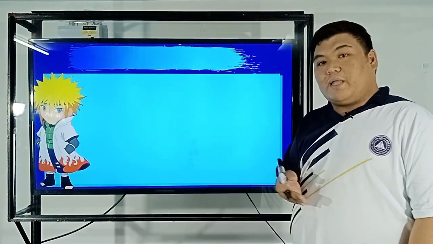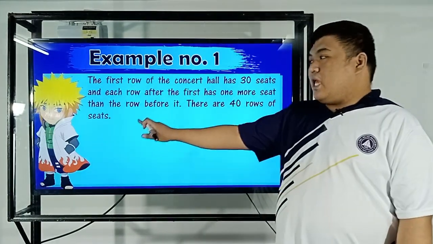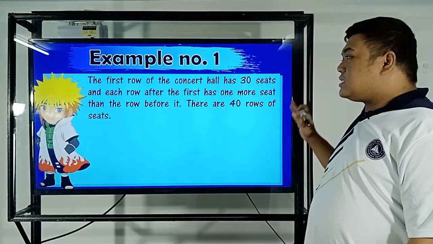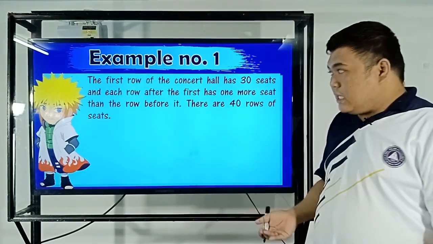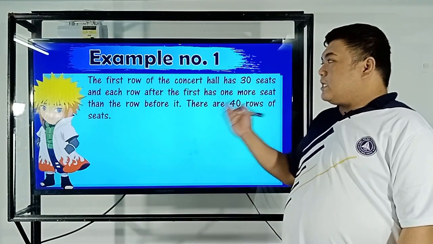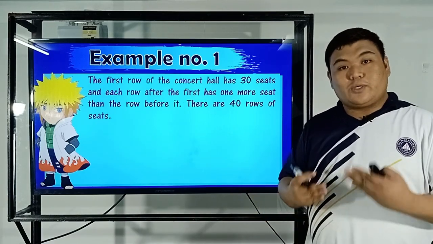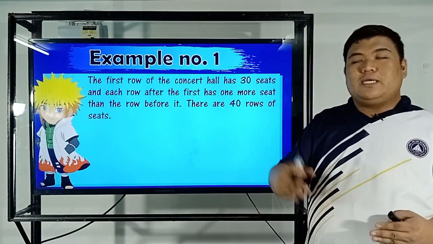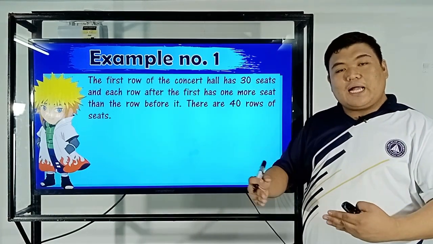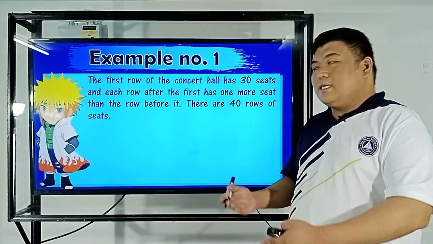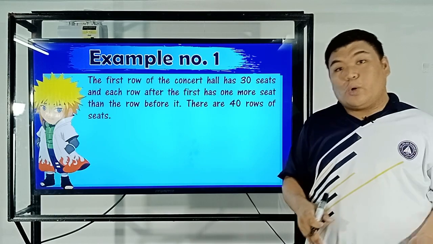Now, let me read the problem. For example, number 1. So, the first row of the concert hall has 30 seats, and each row after the first has 1 more seat than the row before it. There are 40 rows of seats. Now, sabi kay word problem, yung isang concert hall daw ay merong 30 rows ng upuan doon sa pinakaunang row. Yung pinakaunang linya ng upuan ay merong 30 seats. Then, ano yung sabi niya? Kada row daw na madadagdag ay ilang upuan ang idadagdag. Diba? Each row after the first has 1 more seat than the row before it.